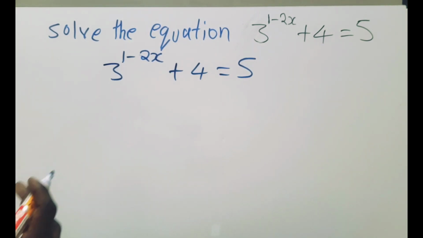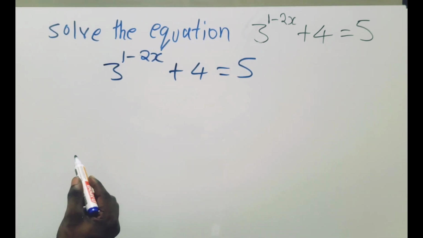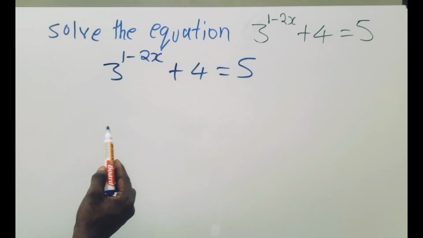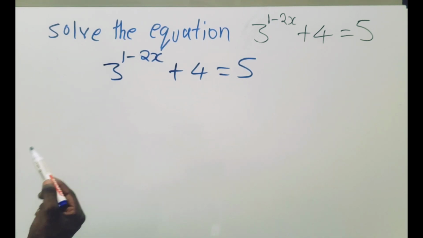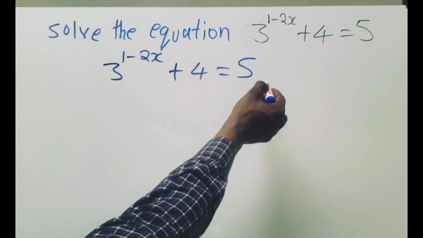So this is from Indices, right? Yes, this is from Indices. Just by looking at the question, we know the first step is we need to collect like terms, because 4 and 5 are like terms. So how do we do that? We take 4 to the other side.